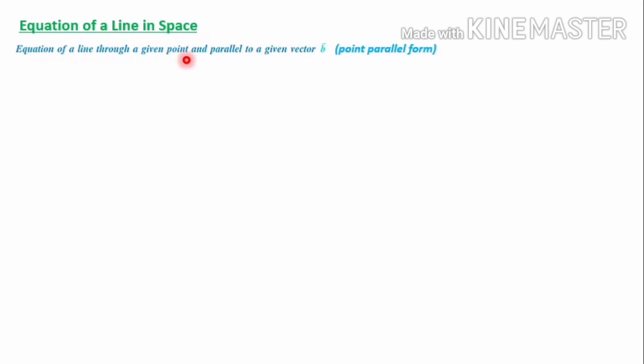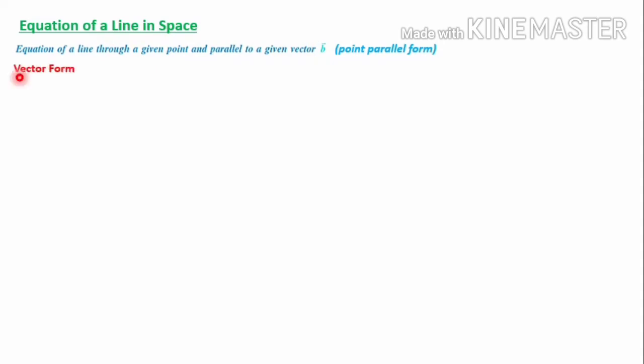Let's begin today's session. Equation of a line in space. Equation of a line through a given point and parallel to a given vector, vector b. That is called point parallel form. We are going to form the equation of a line through a given point. A particular point will be given to you and also parallel to a given vector, that is vector b. One point and a parallel vector is given to you means how to find the equation of a line. That is the topic.